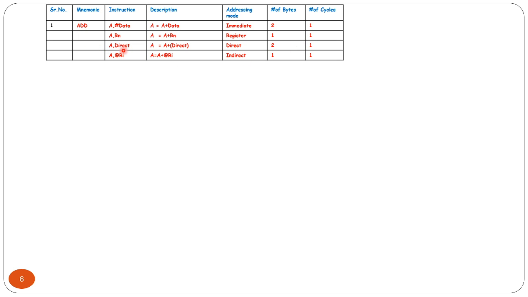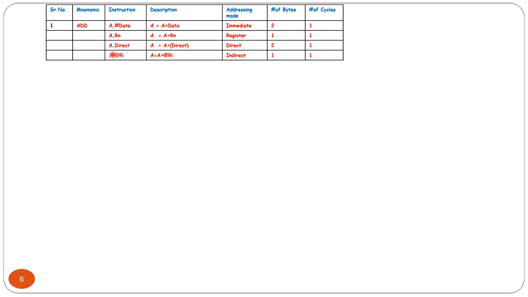ADD A, direct. The direct indicates whatever value is mentioned here, so that is the address of random access memory. That content is added to the accumulator, and the result is stored in the accumulator. The content of memory does not change. It is the direct addressing. The number of bytes required to store this instruction in memory is 2. The machine cycle is 1.